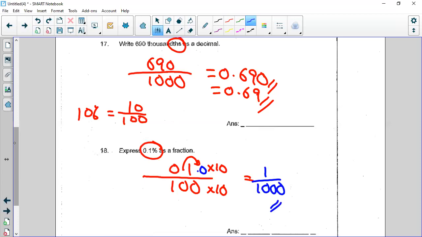So how do you change the percentage to fraction? It is always over 100. Got it? And if your fraction has a decimal point, then you just times 10 now. Times 10 to get rid of the decimal point.